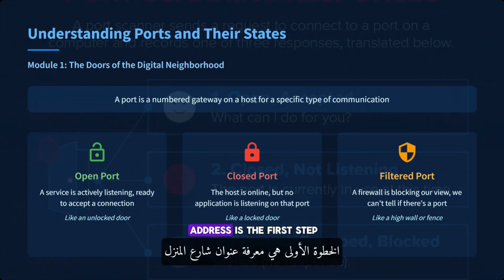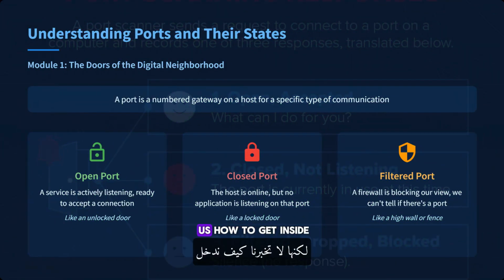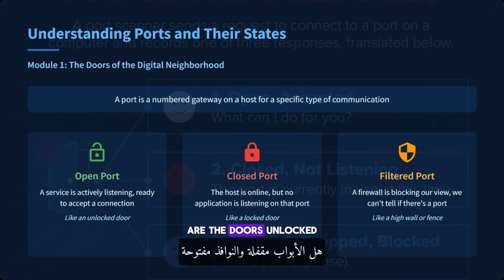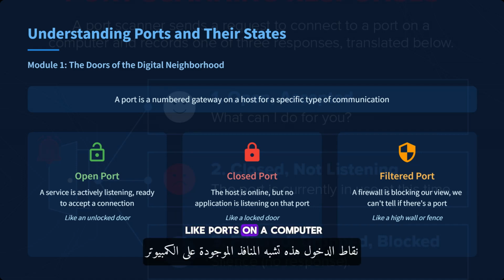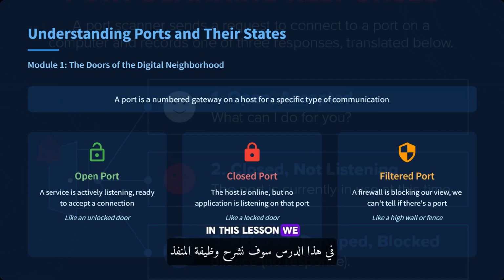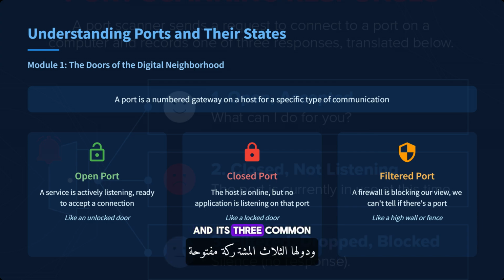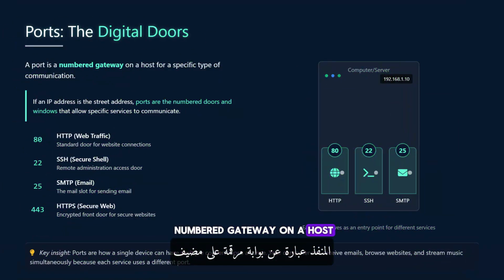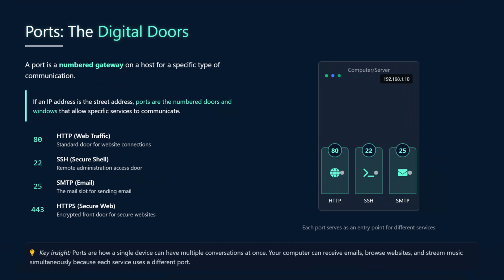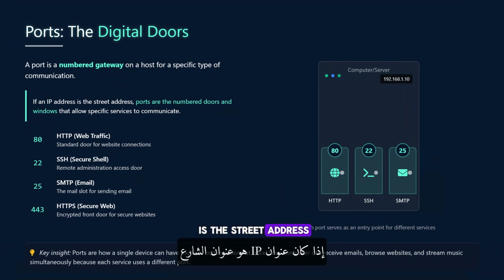Knowing a house's street address is the first step, but it doesn't tell us how to get inside. Are the doors unlocked? Are the windows open? These entry points are like ports on a computer. In this lesson, we will explain the function of a port and its three common states: open, closed, and filtered. A port is a numbered gateway on a host for a specific type of communication. If the IP address is the street address, ports are the numbered doors and windows. On-screen text shows example, port 80 web traffic, port 25 email.